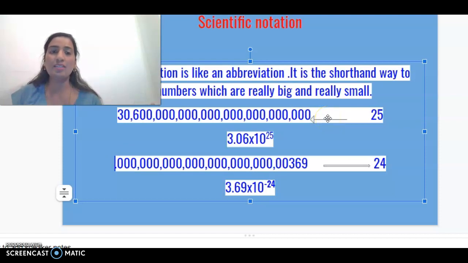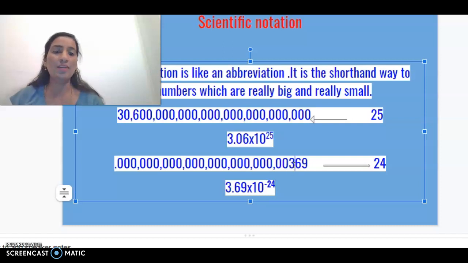And we shifted the decimal from right to left, so that there is only one non-zero digit at the left hand side of the decimal point, right? And in this case, we have to shift the decimal from the left hand side to the right hand side, so that there is only one non-zero digit to the left of the decimal point.